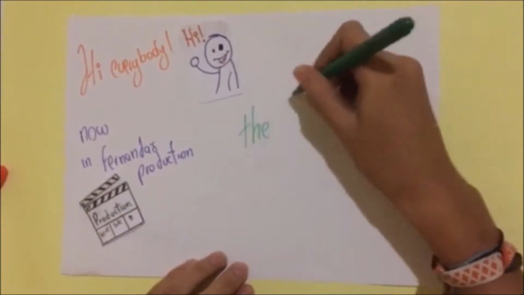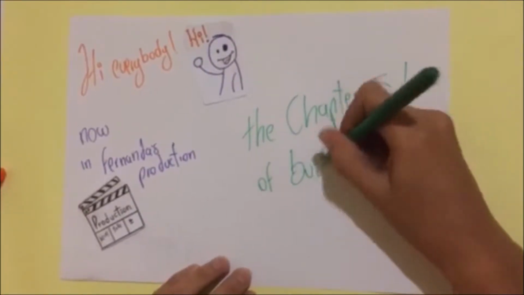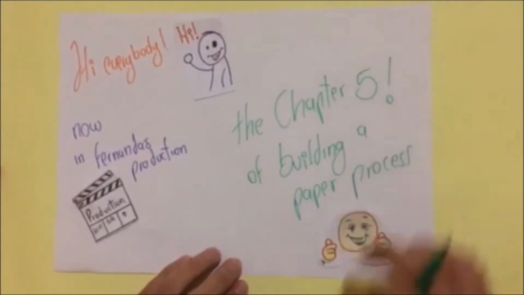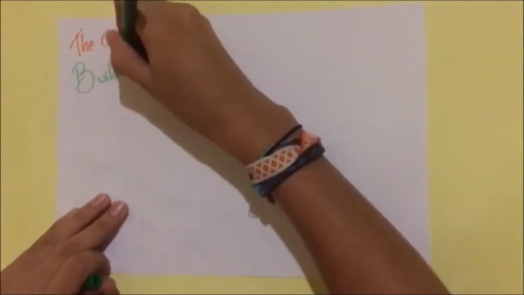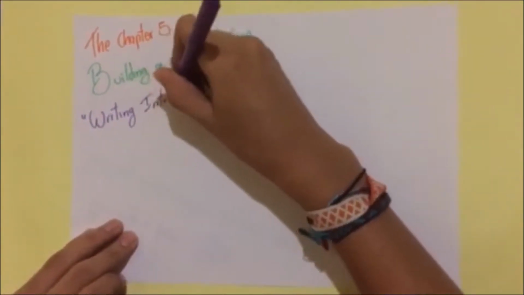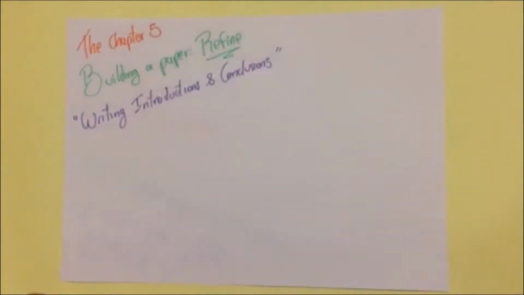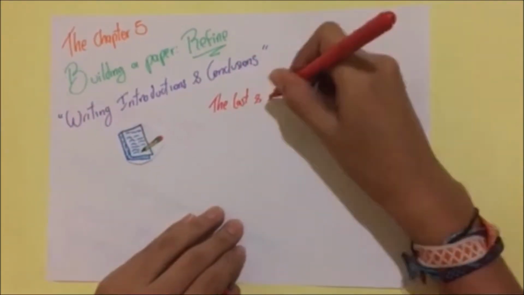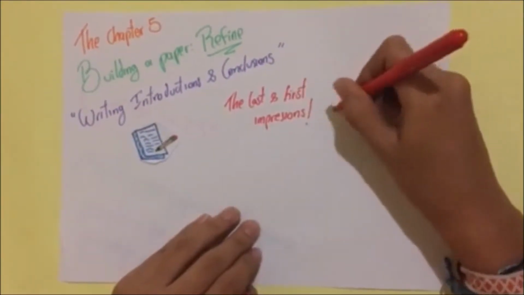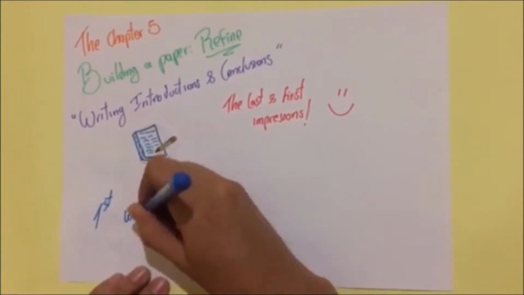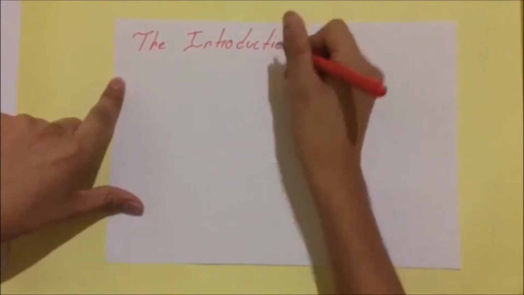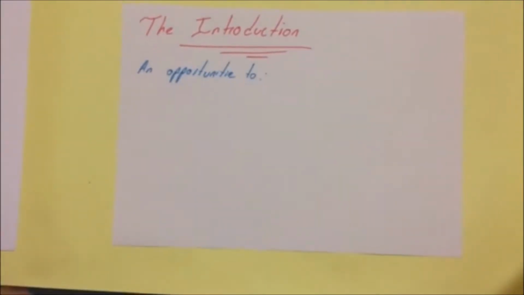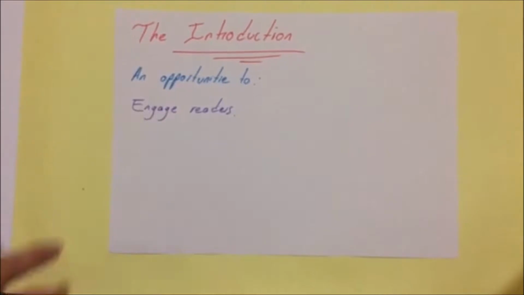In this video, we will talk about chapter 5 of building a paper process. Chapter 5 of building a paper is a part of the refined process, specifically writing introductions and conclusions. We must know that these are the first and last impression of the paper, so they deserve special attention. Let's start first with the introduction part. The introduction is the opportunity to engage readers in your paper and identify the purpose of it.